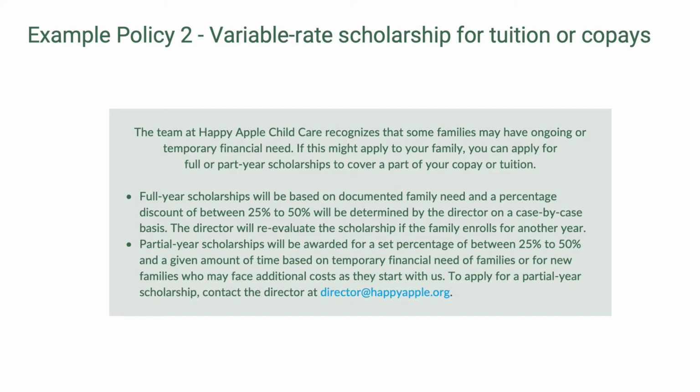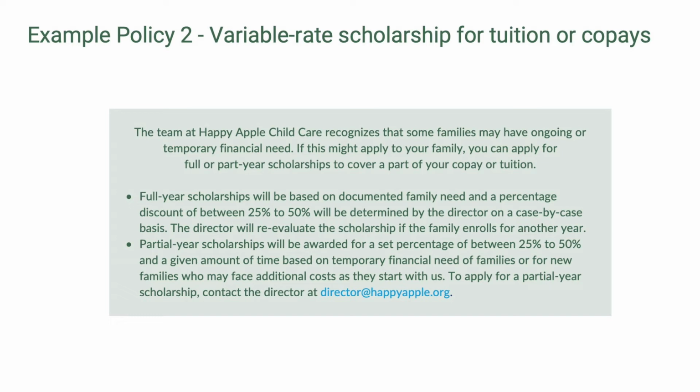The director will re-evaluate the scholarship if the family enrolls for another year. And similar with partial year scholarships. Those will be awarded for a set percentage of between 25 to 50% and a given amount of time based on temporary financial need of families or for new families who may face additional costs as they start with us. To apply for the partial year scholarship, you'll contact the director at her email address.